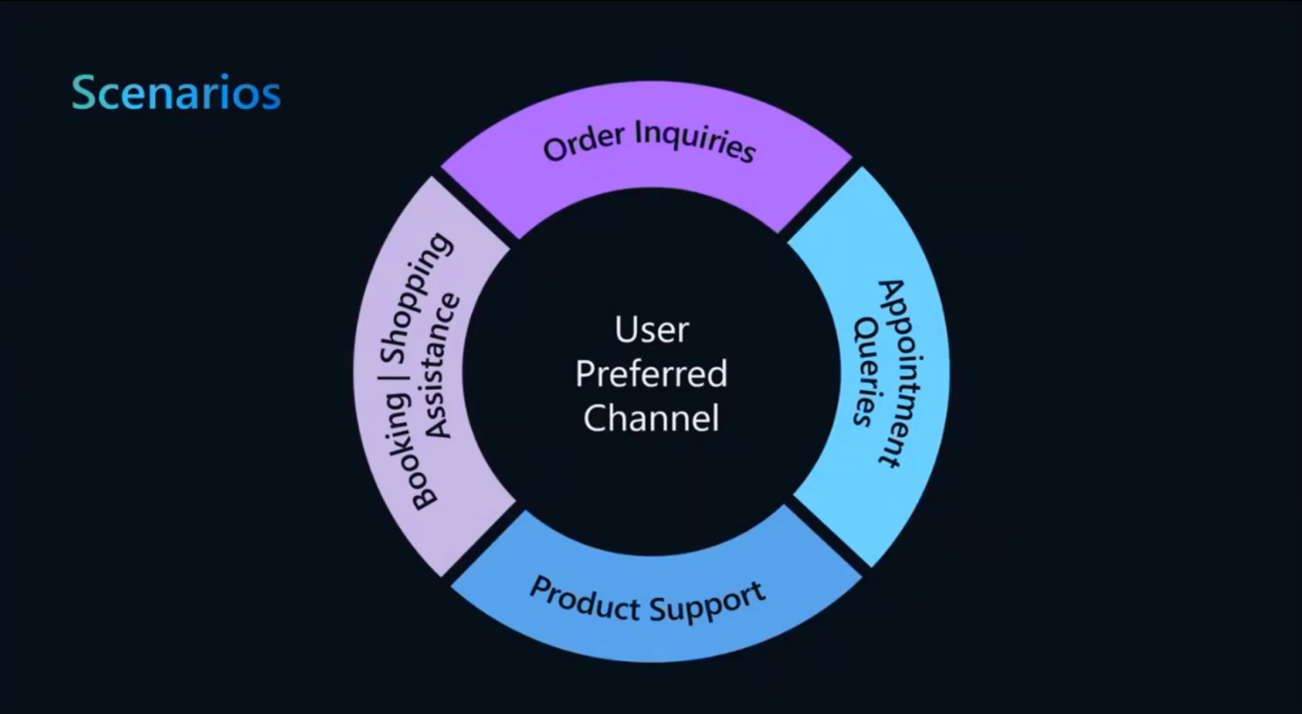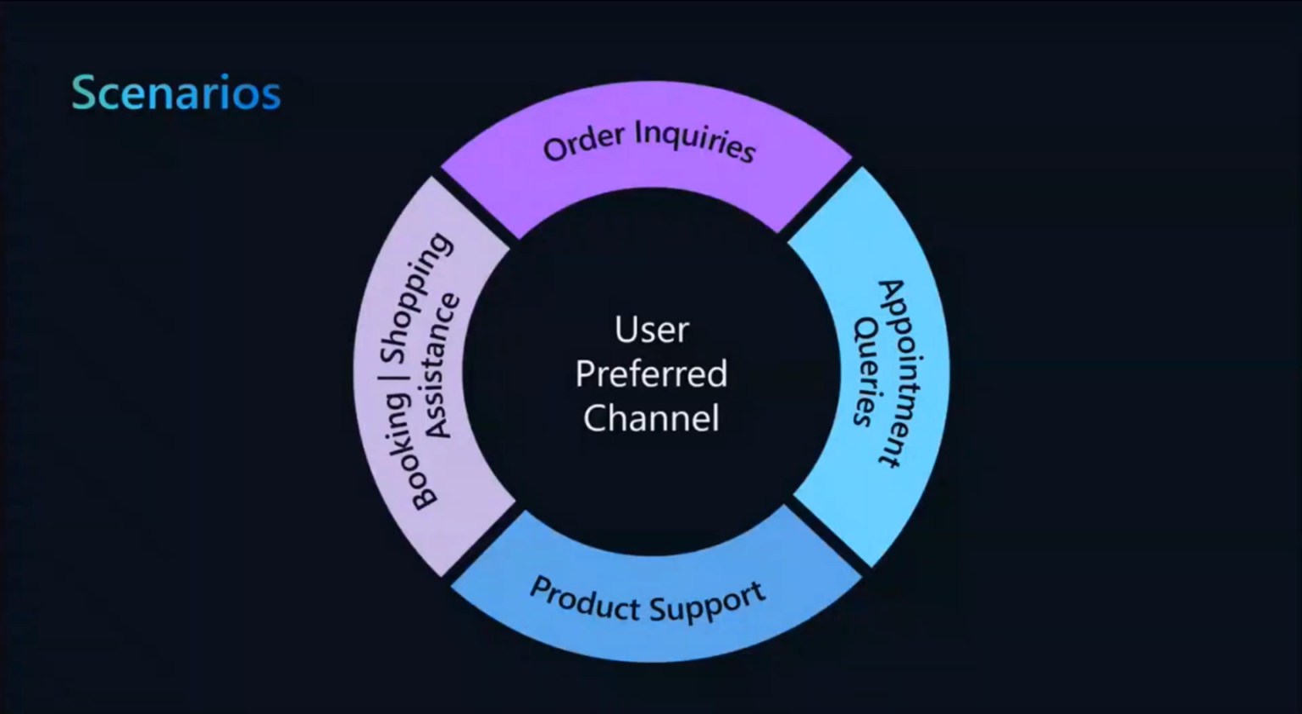And another thing is appointment queries. Usually we have to call a reception or a front desk to manage our appointments. How cool would it be if we could do that through channels that we prefer using, like SMS or WhatsApp, and an AI bot could help us reschedule an appointment or get a new appointment or cancel an appointment.